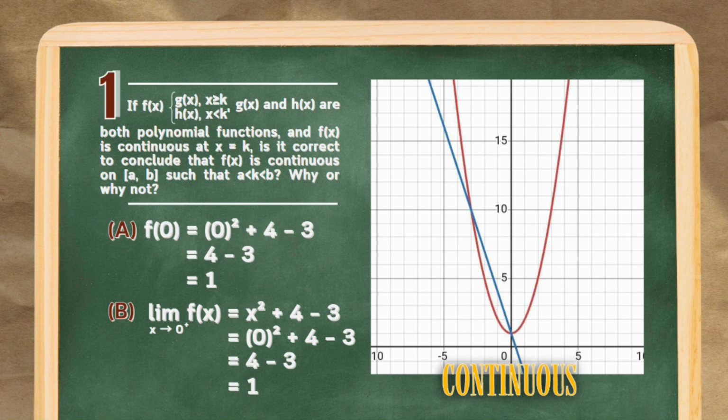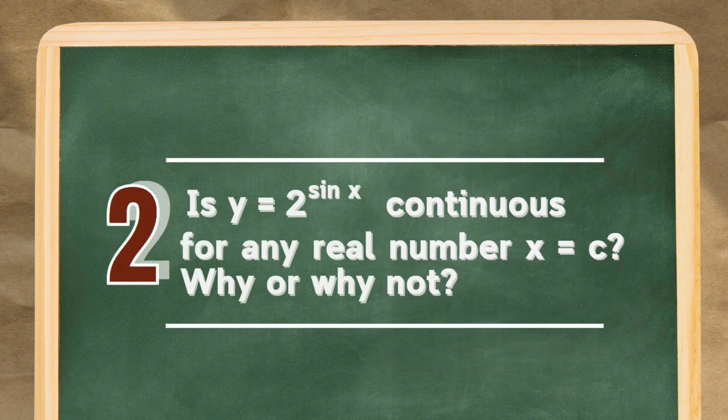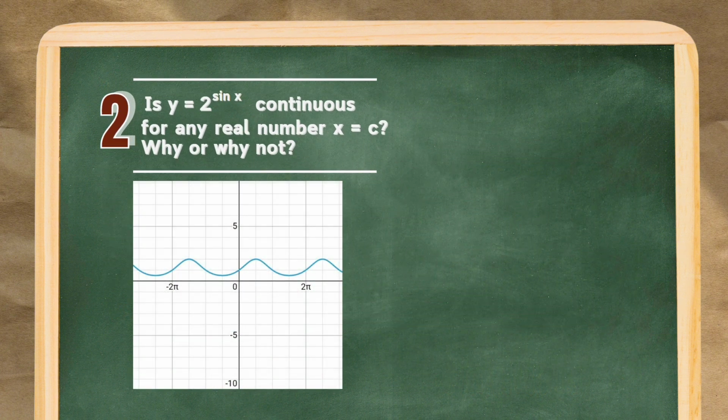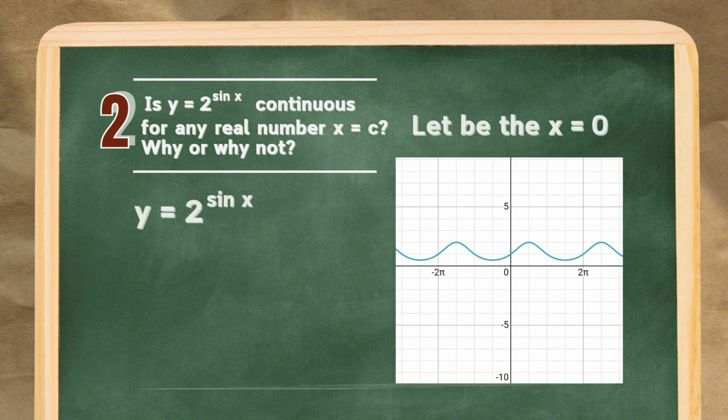Is y equals 2 raised to sine x continuous for any real number x equals c? Why or why not? If we input y equals 2 raised to the sine x in the graph, it will look like this. But to prove that it is continuous for any real number x equals c, let x equal 0. So y equals 2 raised to the sine 0, magiging y equals 2 raised to 0.